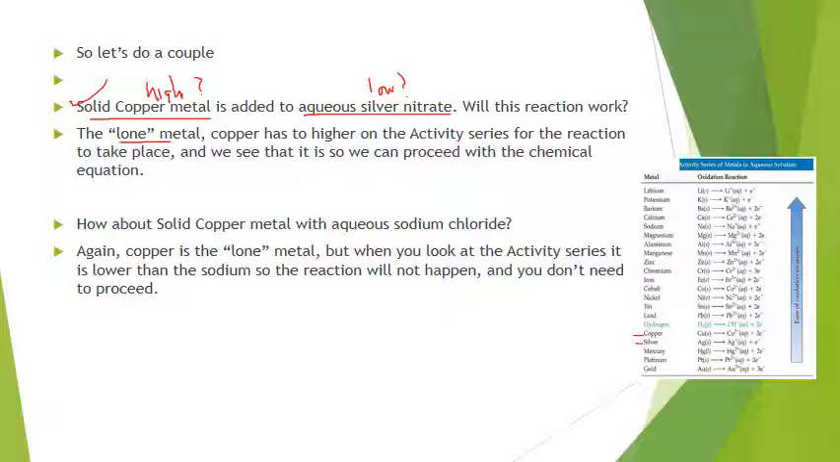Now let's say I put a piece of solid copper into some sodium chloride that's been dissolved in water. Will that reaction take place? The lone metal has to be higher on the table than sodium. Here's copper, and where's sodium? Sodium's up here. So this reaction will not take place, because sodium is higher up on the table. That's the first thing you have to do: always make sure that the reaction takes place.